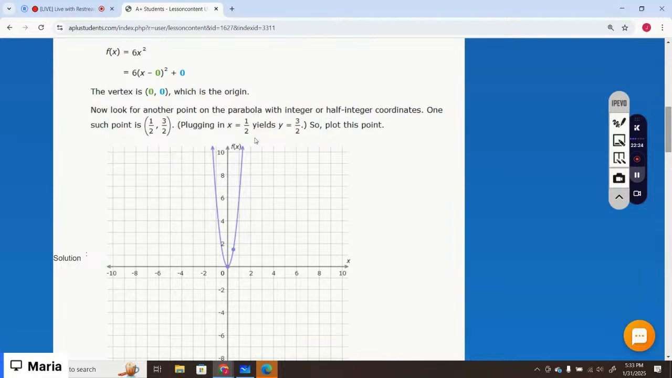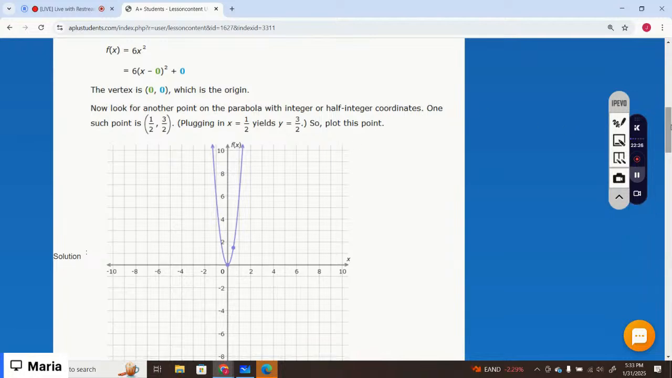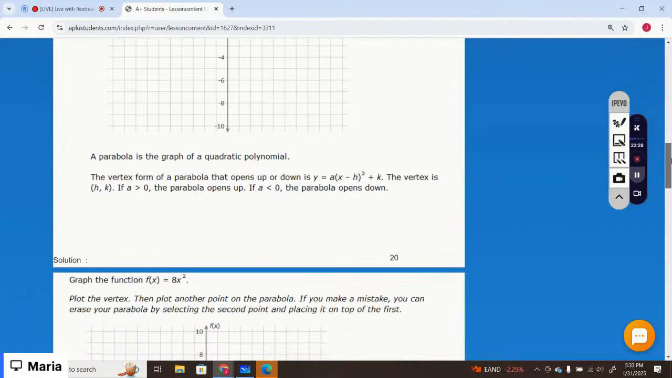You can find any point on the parabola, right? A parabola is a graph of a quadratic polynomial. The vertex of the parabola that opens up or down: y equals a times x minus h whole square plus k. h and k are the vertex of the parabola.